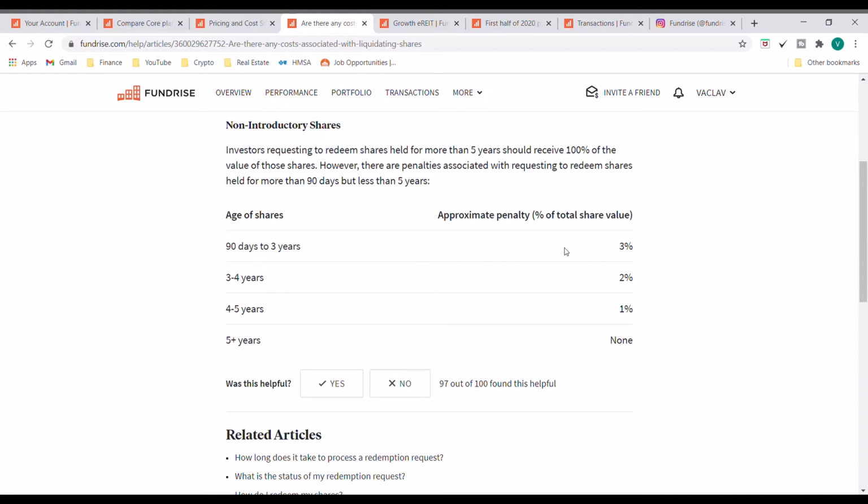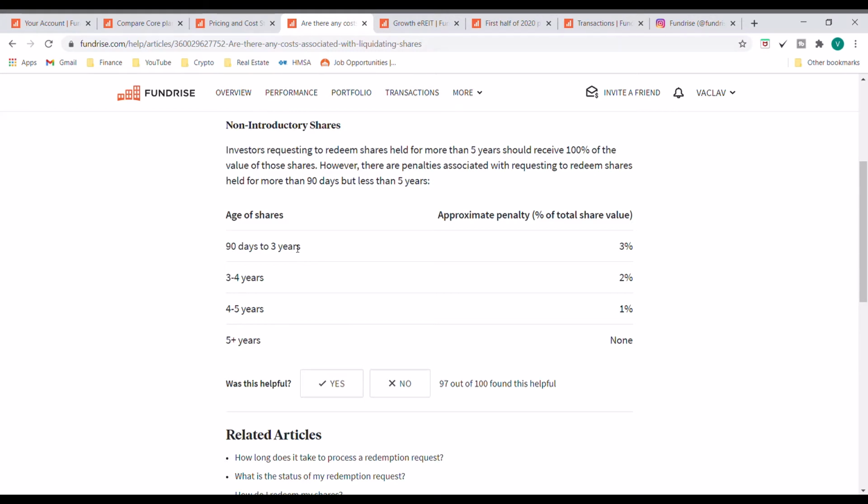So if you take out your money before 3 years, you pay 3%. You pay 3% deduction on it. If it's between 3 to 4 years, 2%, 4 to 5 years, 1%. If you take out money before 3 months, so you open up an account, you invest your money, you don't like the platform, you take it out, you can take out everything and they will give you all the money that you put in. So you have 3 months to try it out.